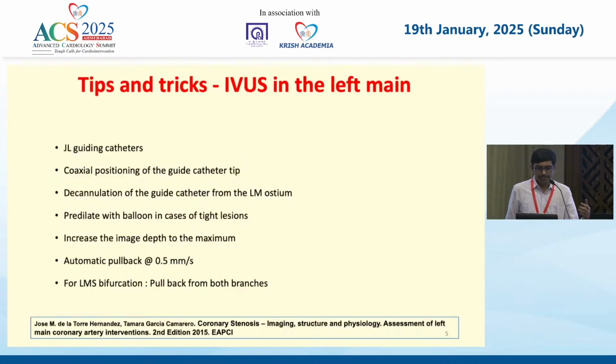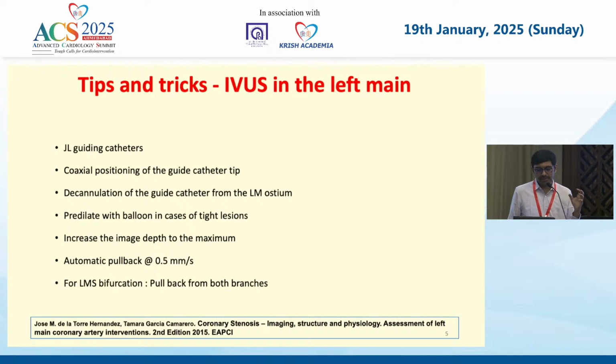And what are the various tips and tricks you use for left main? One, use a non-aggressive guide catheter. Align your catheter coaxially. And always, if you want to image the left main ostium, it is best practice to disengage when the IVUS catheter is close to your ostium. And always pre-dilate in case of tight lesions, because it takes some time for you to image. It can create ischemia. And it is important to keep your imaging depth at the maximum so as not to miss any details in case of big left mains.